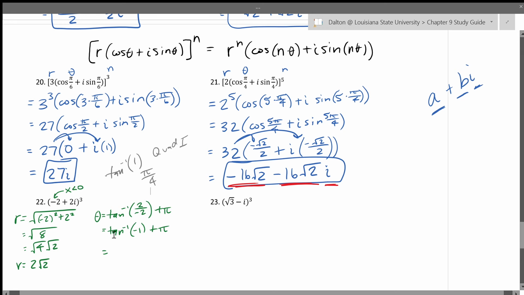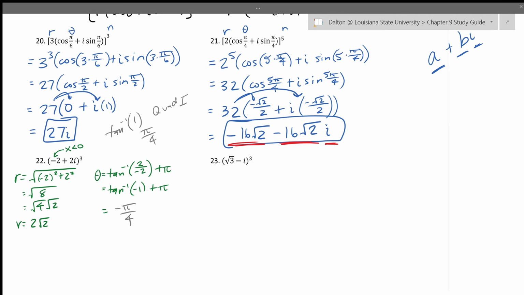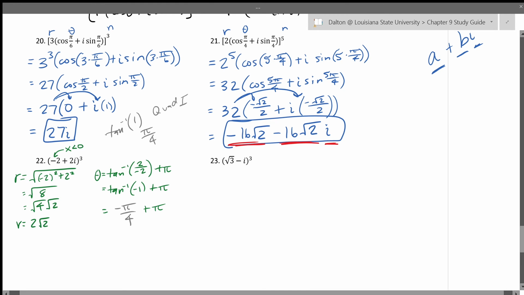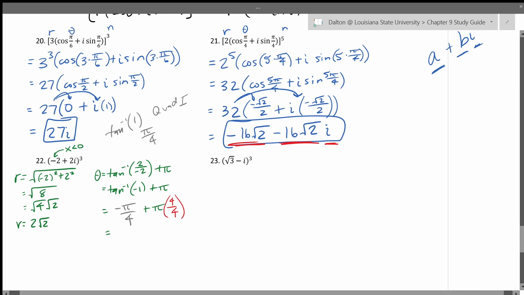Well, since I'm asking you what is the inverse tangent of negative 1, that answer is actually going to be negative pi over 4, which is the same thing as 7 pi over 4. I just wrote it going clockwise around the unit circle instead. So it's negative pi over 4. Then, when I add pi, this is going to be negative pi over 4 plus pi. I'm going to multiply this by 4 over 4. That way, when I add these two fractions together, negative 1/4 pi plus 4/4 pi will be a positive 3/4 pi, or 3 pi over 4 for theta.